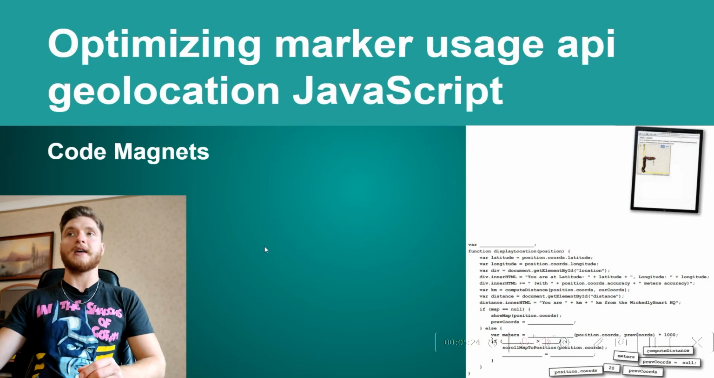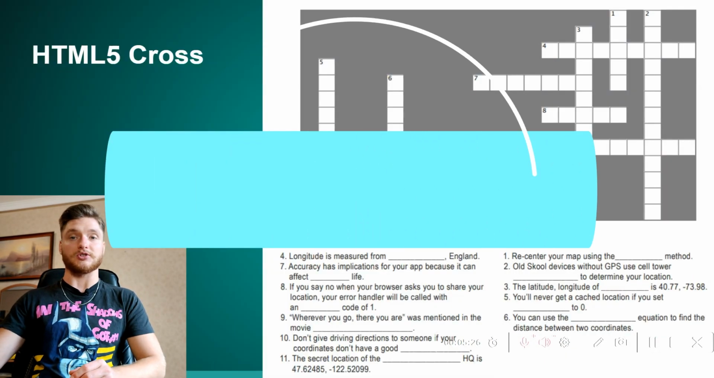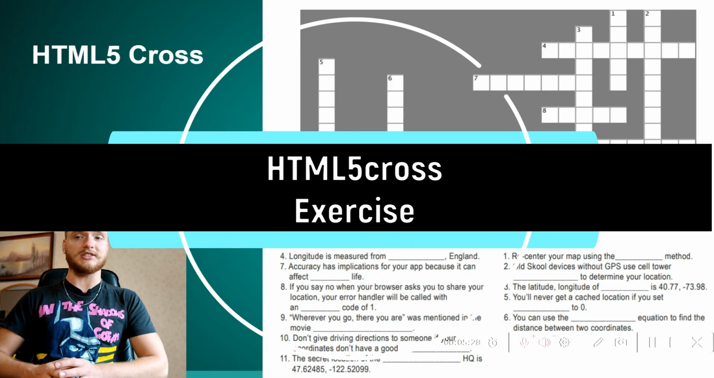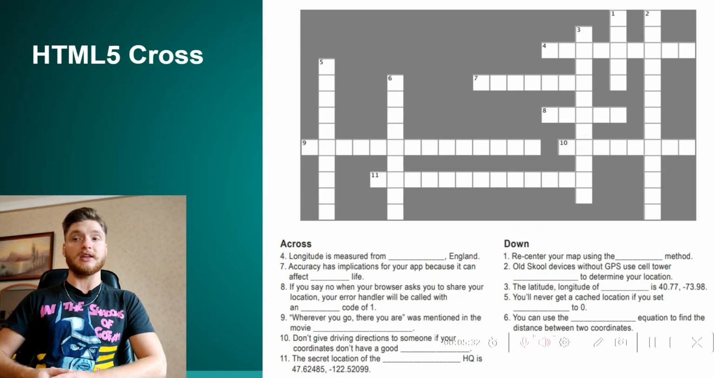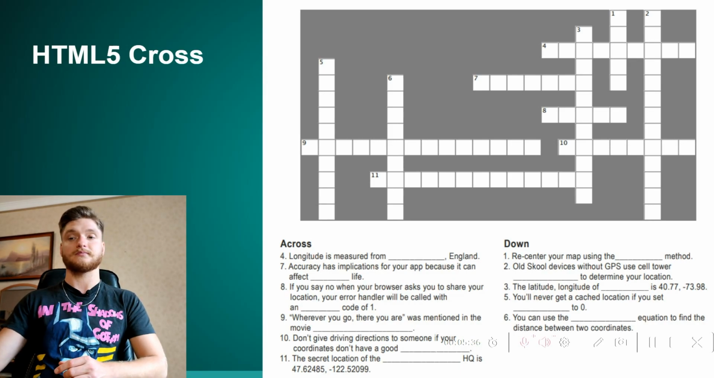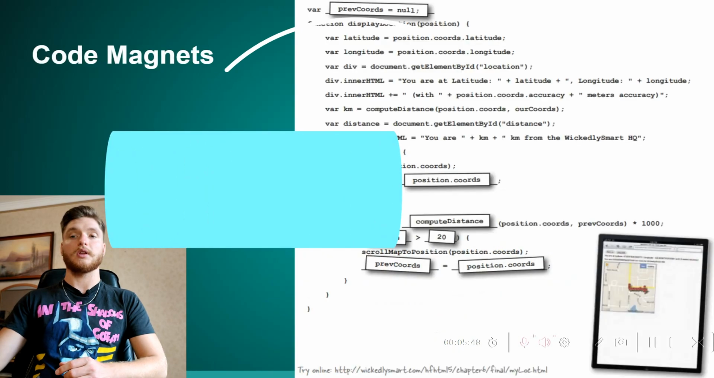So next, the exercise HTML5 crossword. You traveled quite far in this chapter. Use your first JavaScript API, make it stick with this crossword. So next exercise, code magnets solution. If you're ready, let's go.